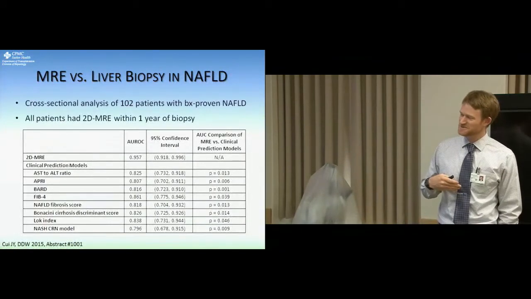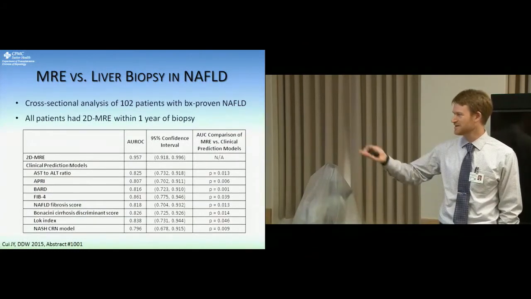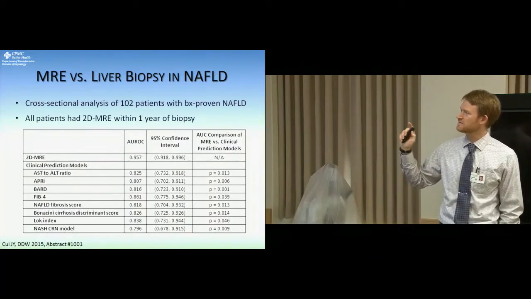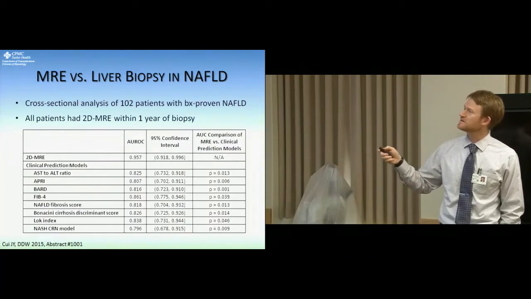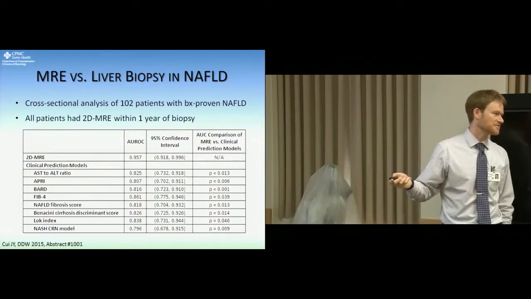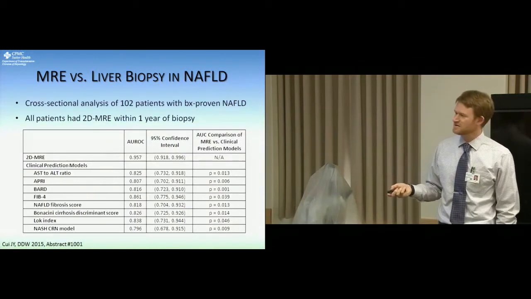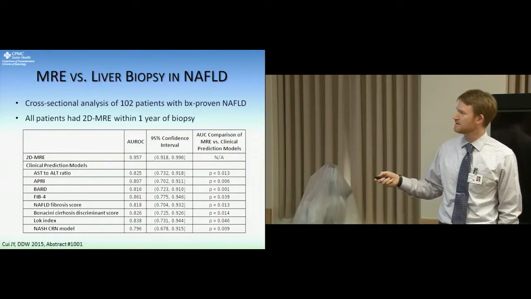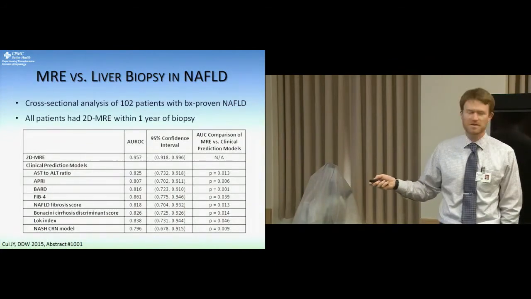Here's an abstract from this year's DDW. This is Rohit Loomba's group in San Diego, showing basically that looking for fibrosis, MRI or MR elastography is very, very good. I would argue as a research tool. Here you have an area under the ROC curve that's above 90%.